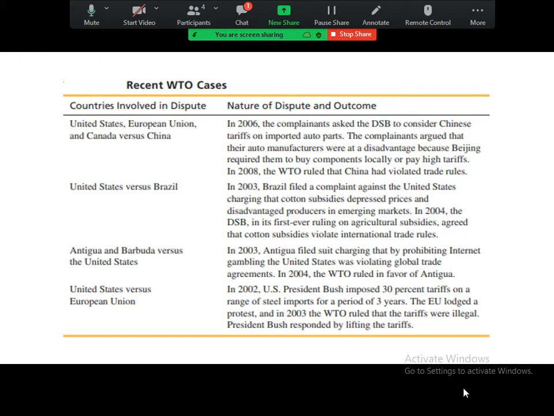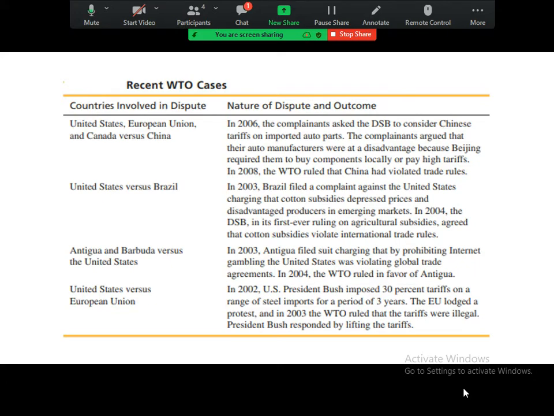So the countries involved in the disputes are, first, you can read, the United States, EU, and Canada versus China. In 2006, the complainants asked the DSB to consider Chinese tariffs on imported auto parts. The complainants argued that their auto manufacturers were at a disadvantage because Beijing required them to buy components locally and pay high tariffs. So similarly, if there are some problems between nations over tariffs, then the WTO tries to resolve those problems.